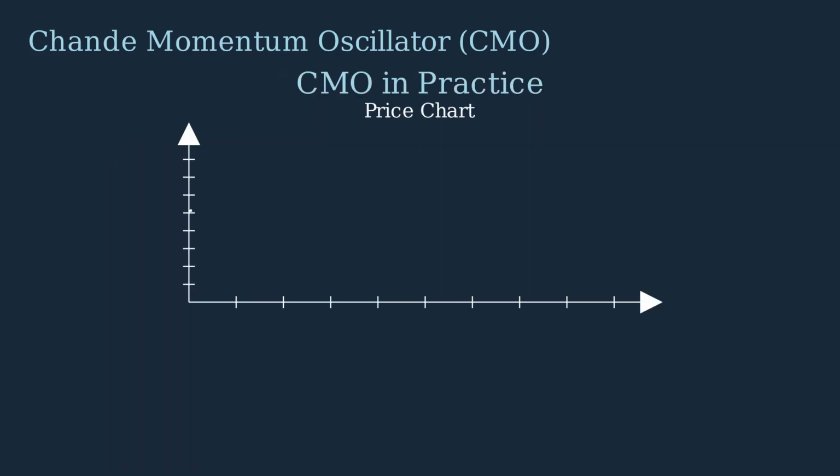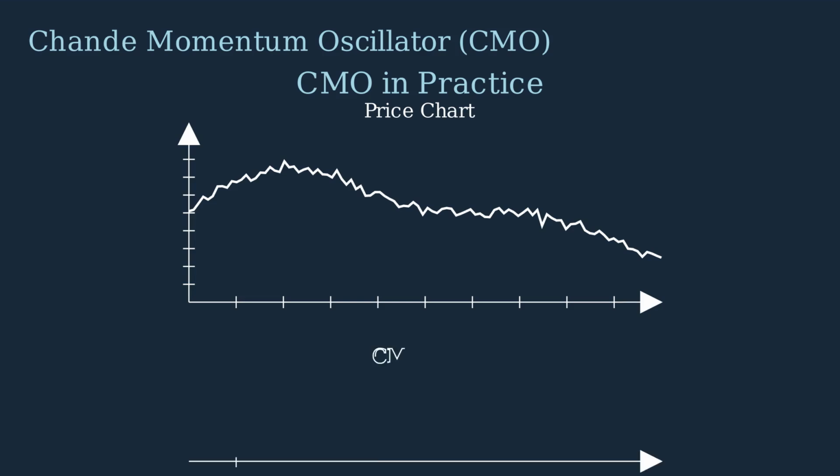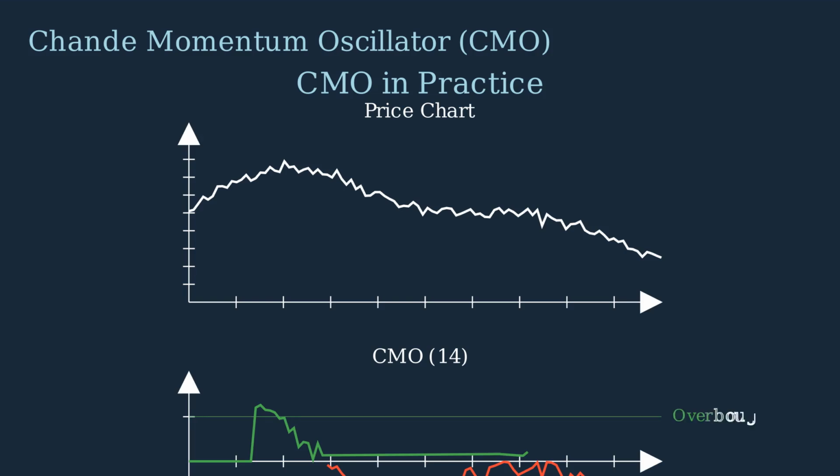Let's look at how the CMO appears in a practical trading scenario. Here we have a price chart of a financial instrument. Below is the corresponding Chande Momentum Oscillator with a period of 14. The CMO fluctuates between -100 and +100, with the zero line representing neutral momentum. The key levels to watch are +50 and -50.